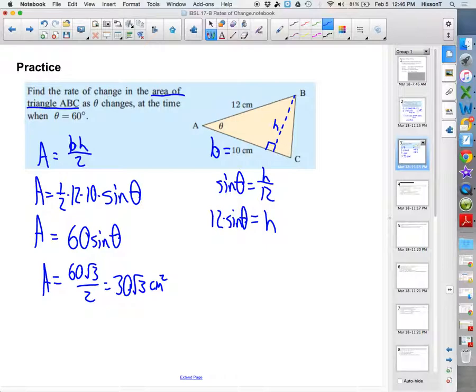But that's not what we asked. It's saying find the rate of change, not just what the area is. So it's a derivative. You have to find the derivative of the area. That's right. We've got to find the derivative of the area with respect to theta. So we get the derivative of 60 sine, 60 cosine. So it's just 60 cosine.